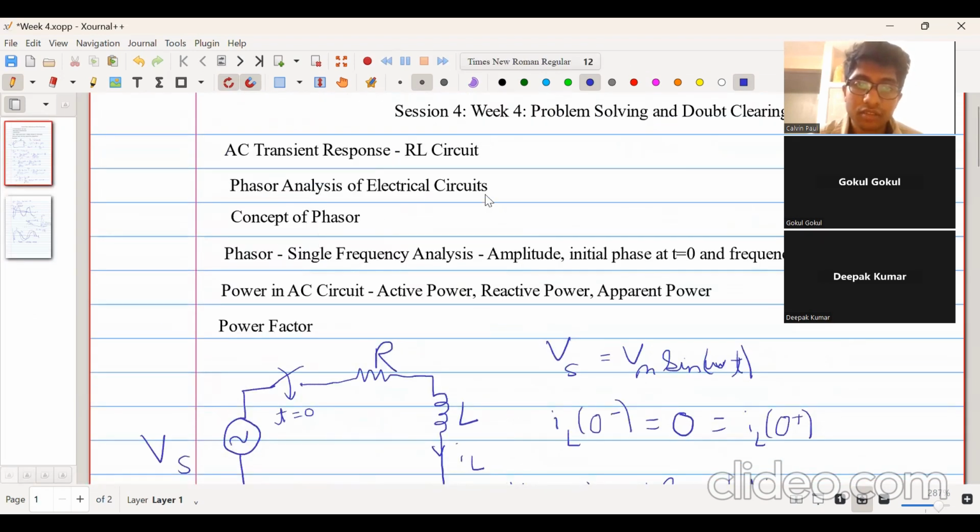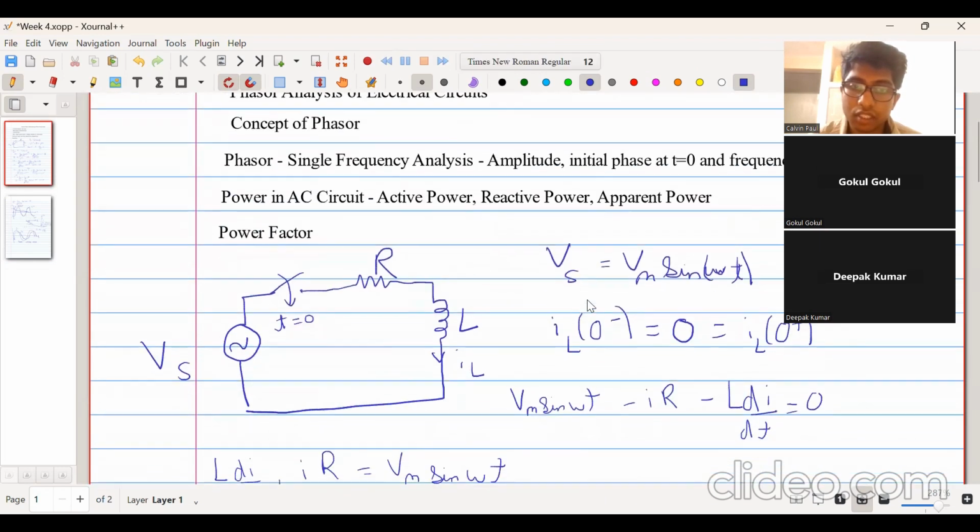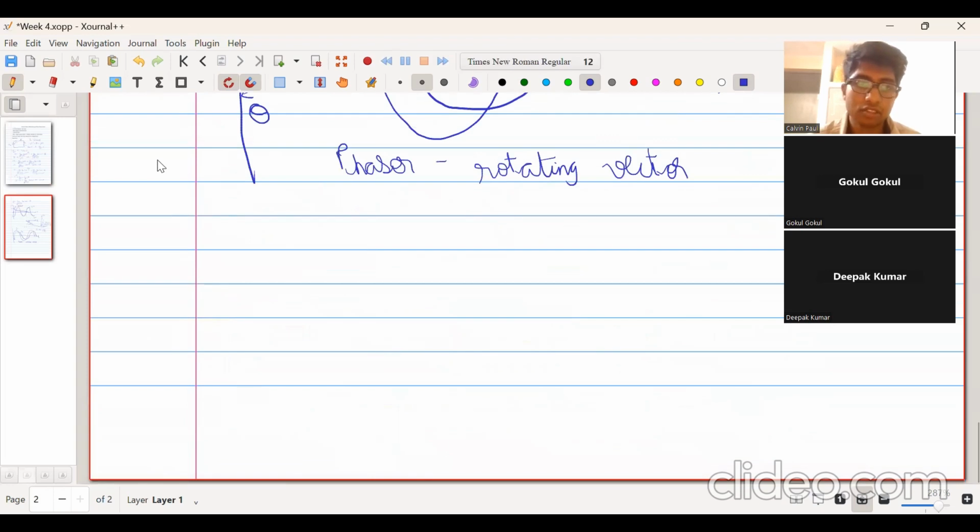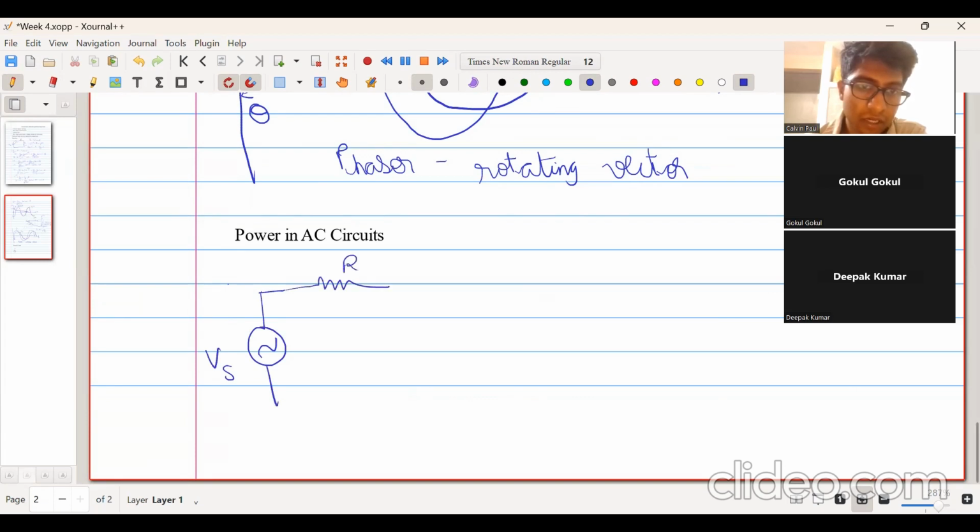So we considered phasor, initial amplitude, initial frequency. Now we will consider power in AC circuits. We will consider instantaneous power in AC circuits. Now we will consider the same circuit: Vs, R, L. This is the current IL.